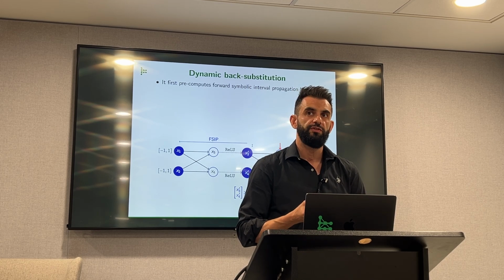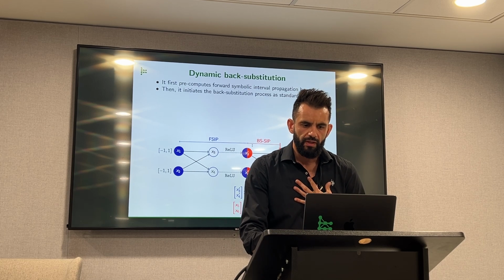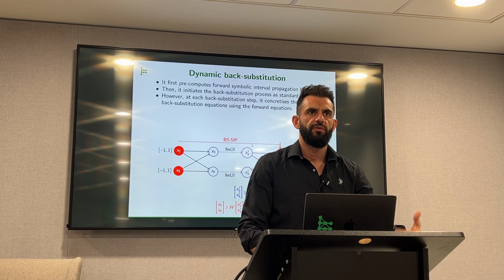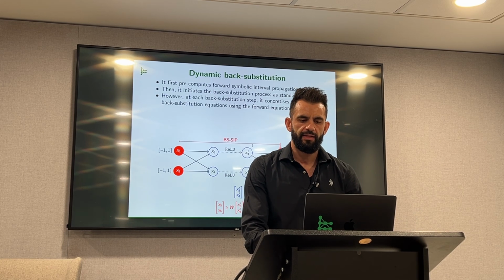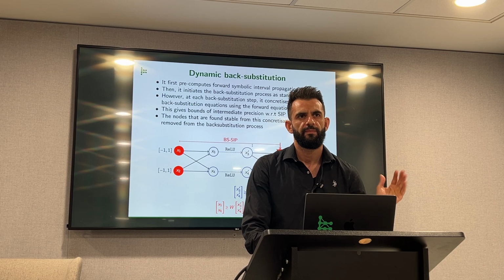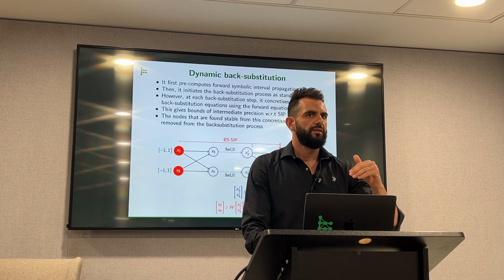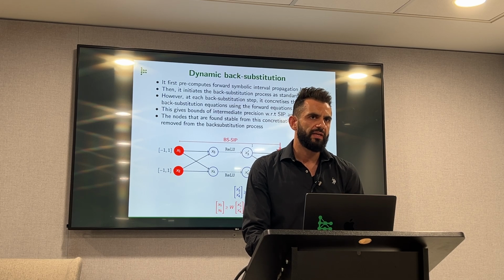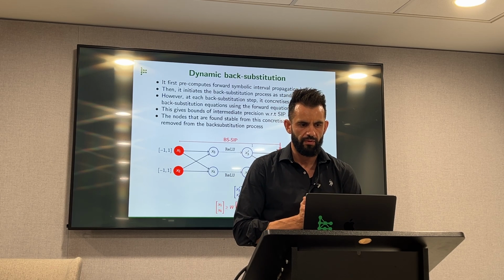So we have some bounds of intermediate precision, which we can use to determine further stable nodes in the layer and removing those nodes from the back substitution process. In that way, we are making the back substitution process more efficient dynamically while we are running the process backwards through the network.